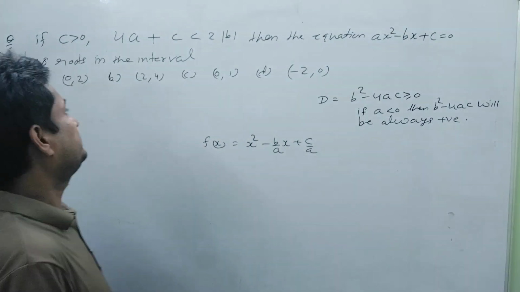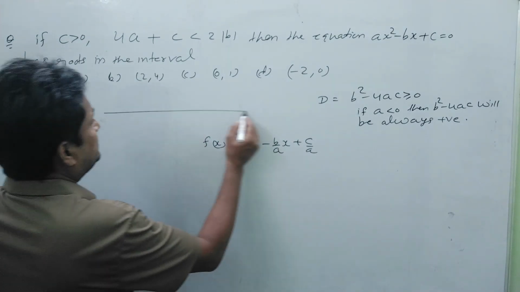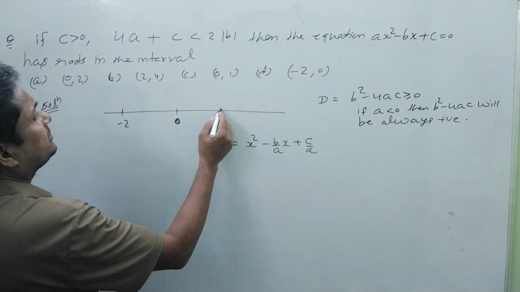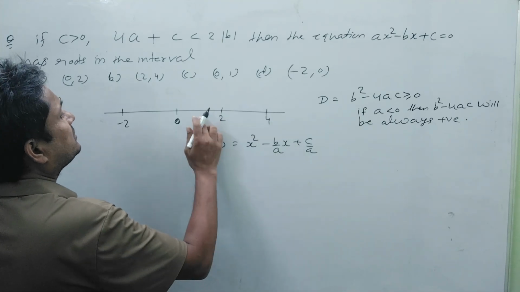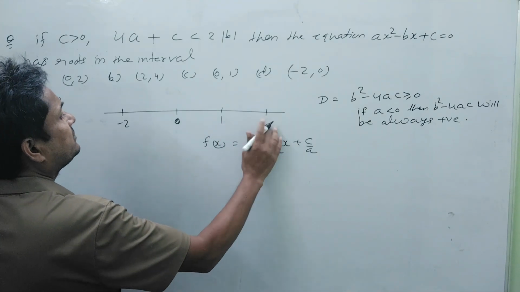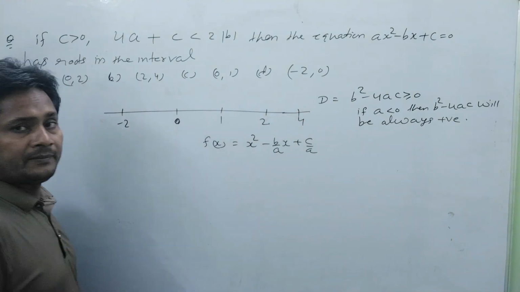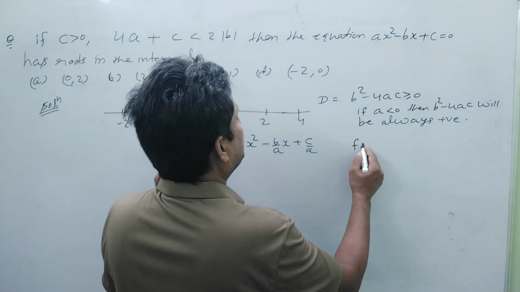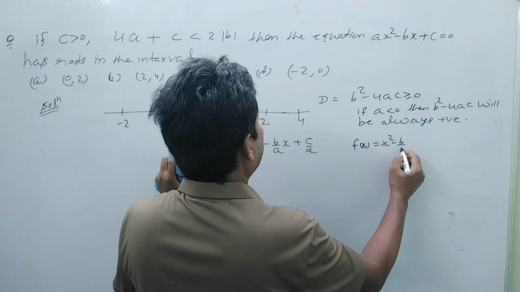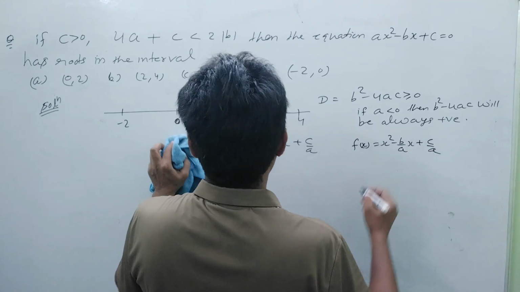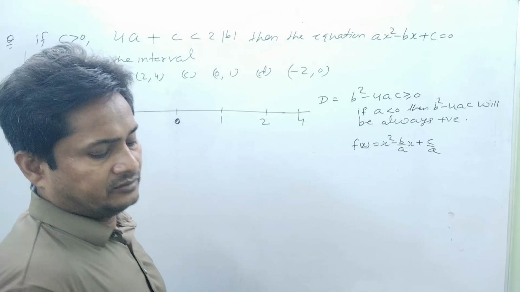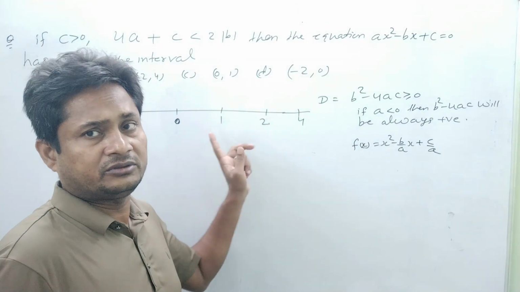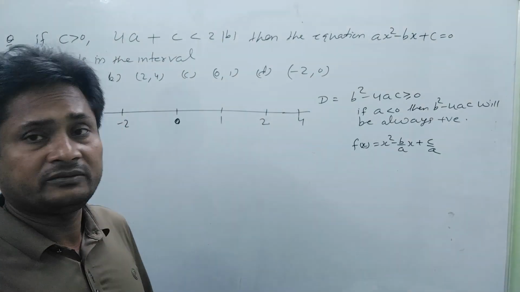Now see here, in this one. Now mark these numbers. This is 0 and this is minus 2. This is 2 and this is 4. And this is 1. Let's say this is 1, this is 2 and this is 4. Our function is f(x) is equal to x square minus b by a x plus c by a. Find out the values of f(x) at these values, x is equal to 0, 1, 2 and 4.